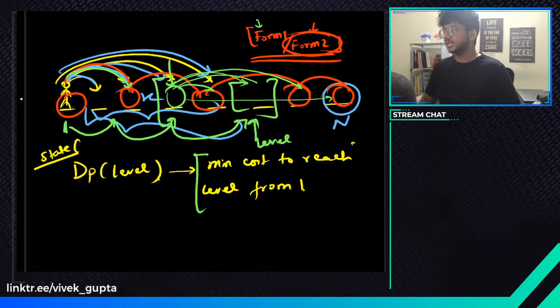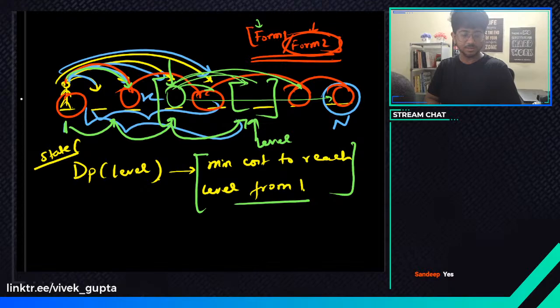So minimum cost to reach level from 1, that's what we can keep over here. Is this clear to everyone? Quick +1 if this is making sense. Why did we keep this and how did this come into action?